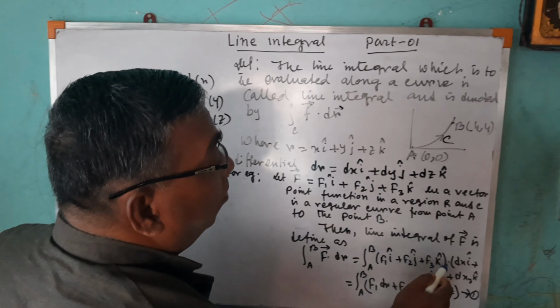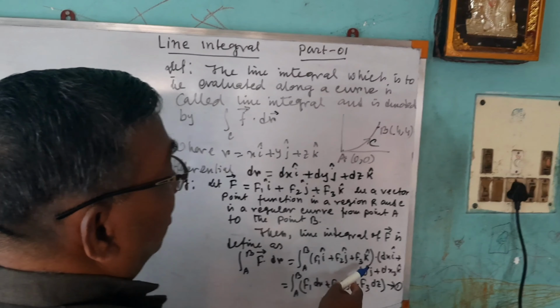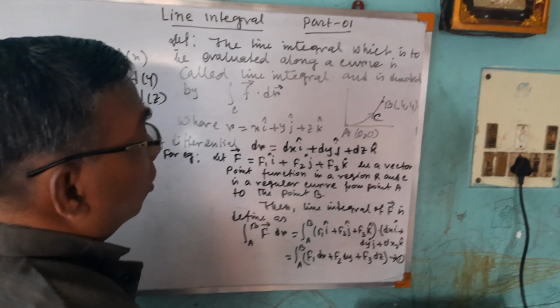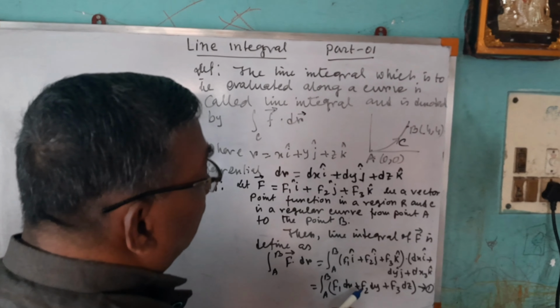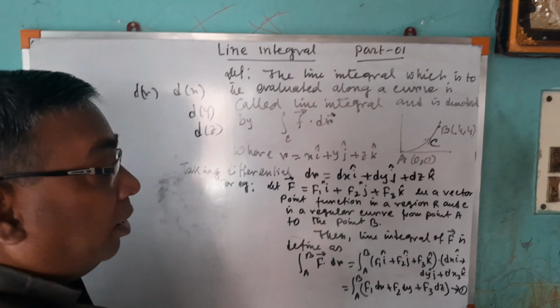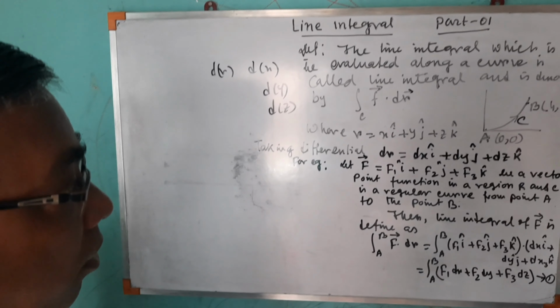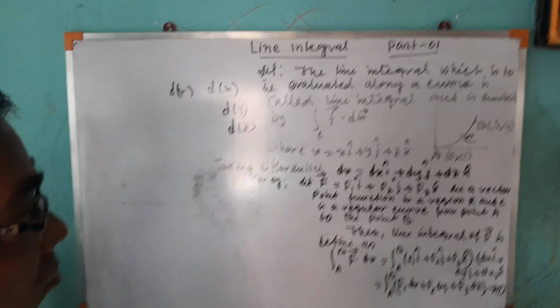If we take the dot product of these two, then i dot i is 1, i dot j equal to 0, i dot k equal to 0. You know how to find the dot product: i dot i, j dot j, k dot k. So we can say F1 dx plus F2 dy plus F3 dz. This is equation 1.